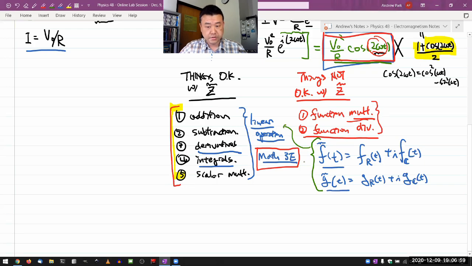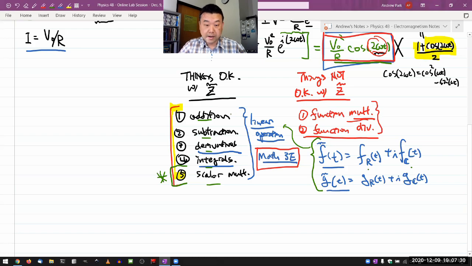these being linear operations. If you do any of these, the real part and the imaginary part will stay separated. No amount of addition, subtraction, derivatives, integrals will mix them. Scalar multiplication is a tricky one because it can actually mix the imaginary and the real part. So let me just point that out as a somewhat more complicated one.